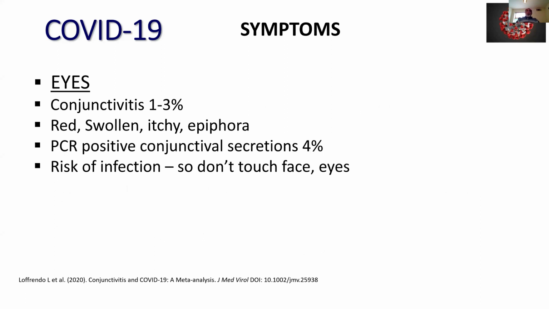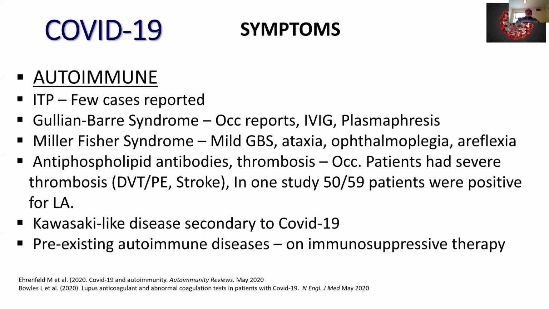It also causes autoimmune kinds of situations. There are case reports of ITP, and these have been successfully treated with steroids and IVIG, similarly Guillain-Barré syndrome in a few cases, and a milder Guillain-Barré-like syndrome, Miller-Fisher syndrome. There was a study from North America which showed a number of people had antiphospholipid antibodies, but how much they were contributing to thrombosis, we don't know. I'll come to that thrombosis in a second.